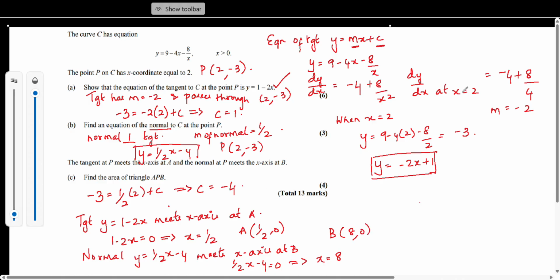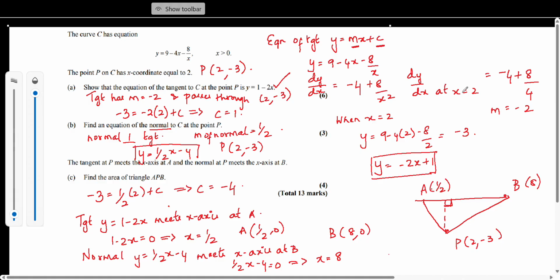So if you look at it, (1/2, 0) is somewhere here. (8, 0) is somewhere here. And the point P, (2, -3), should be somewhere here. So the triangle looks something like this. The significance of A and B being on the same line is that it is perpendicular.